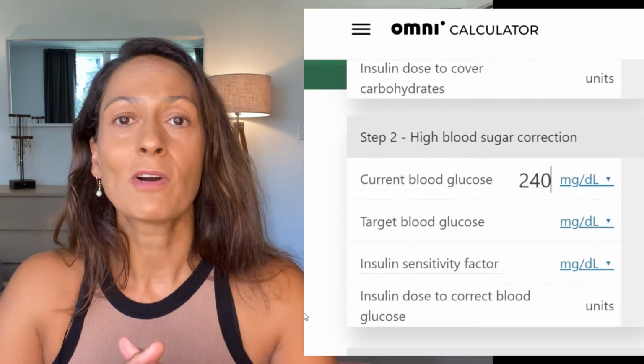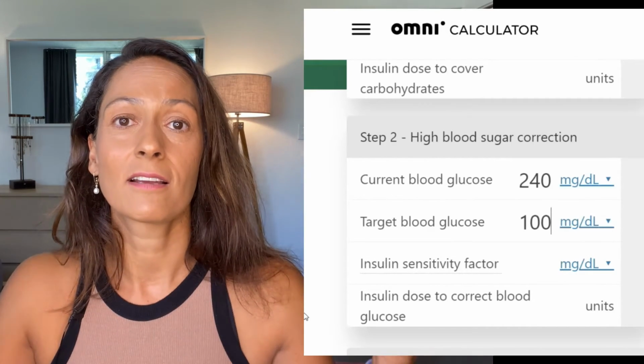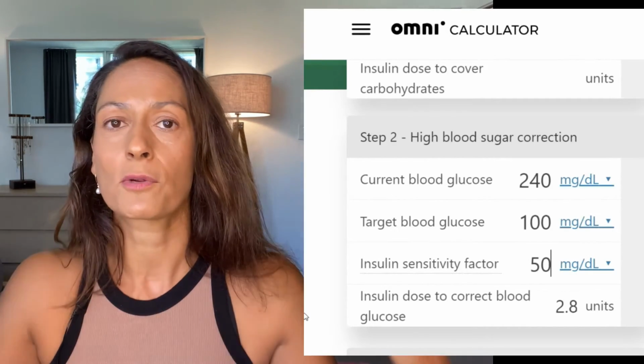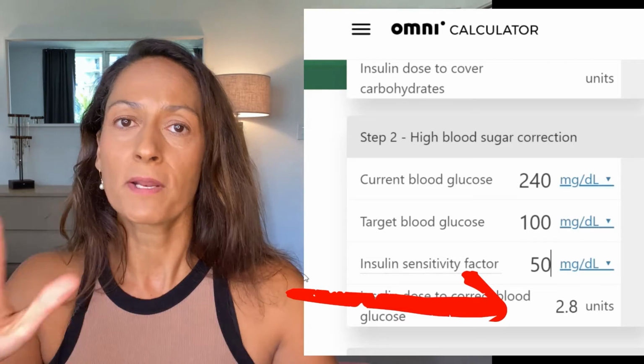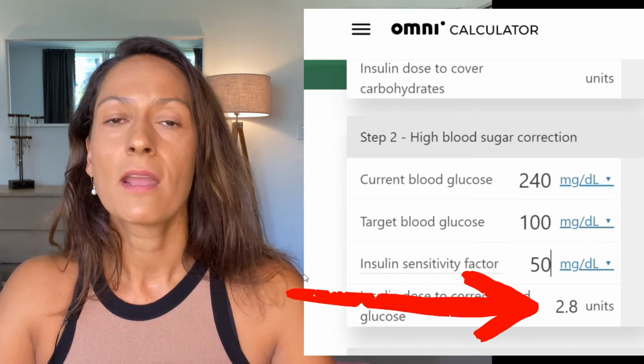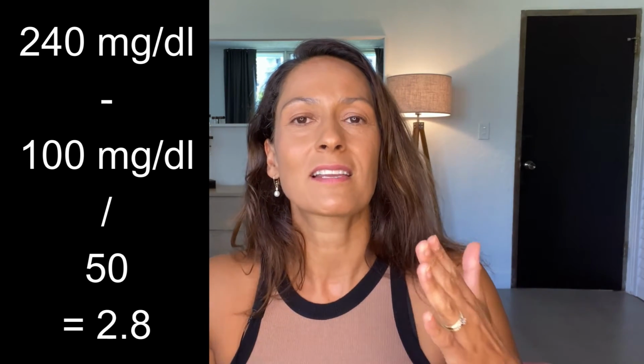But I would type in the 240 and the calculator would then spit out how much I should take in the correction. So what is my correction dose? For me, it would spit out 2.8 units. And the math is 240 minus 100, divided by 50, because again, my correction factor is 50. So again, the recommendation would be to take 2.8 units.